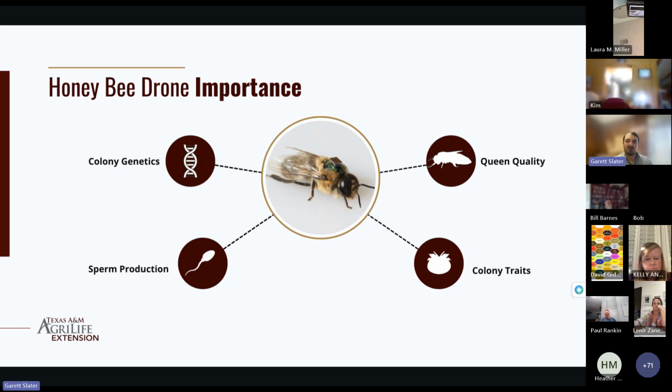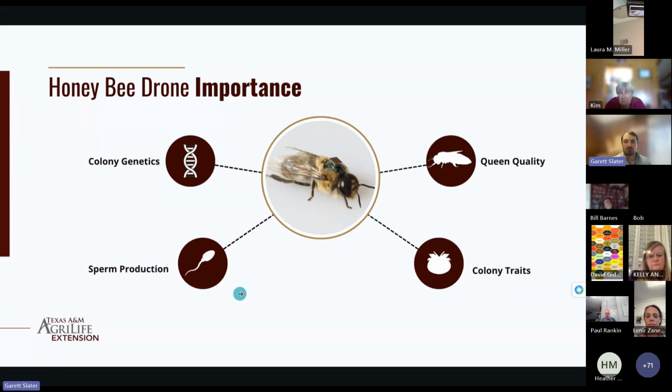And so these subfamilies can have different behaviors and different functions, but this is all to say that the drones are contributing to genetics in the colony, and that directly impacts the colony's honey production, impacts their resistance to viruses and varroa, and their tolerance to other things.